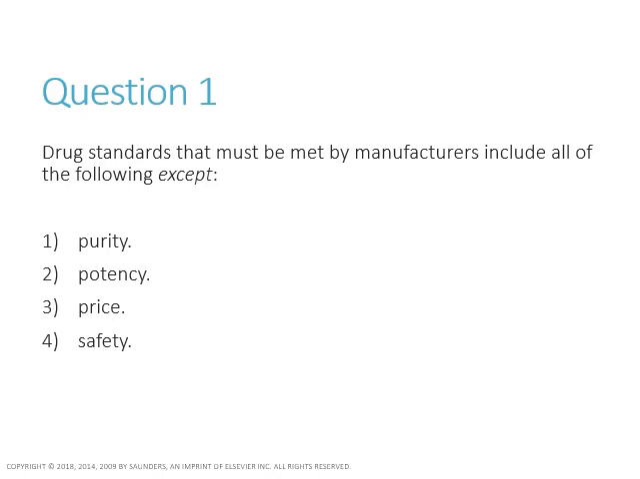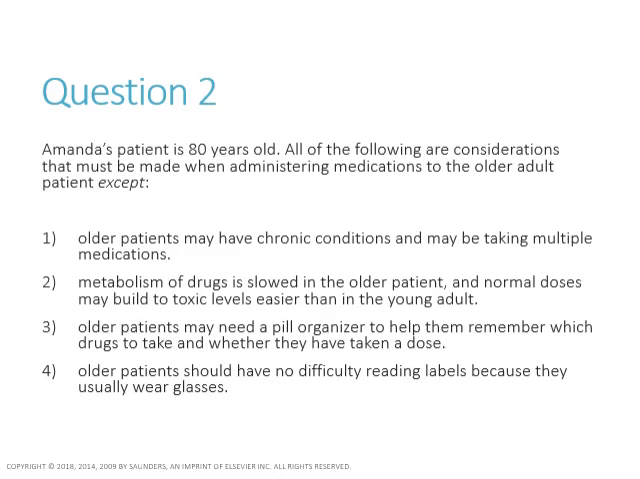All right, next slide. Question number 2. Amanda's patient is 80 years old, and all of the following are considerations that must be made when administering medications to an older adult patient, except: 1, older patients may have chronic conditions and may be taking multiple medications. 2, metabolism of the drugs is slowed in an older patient and normal doses may build to a toxic level easier than in a young adult. 3, older patients may need a pill organizer to help them remember which drugs to take and whether they have taken a dose. And 4, older patients should have no difficulty reading labels because they usually wear glasses.